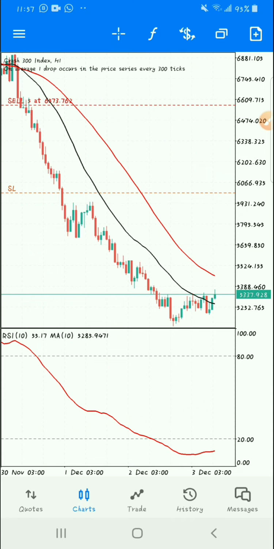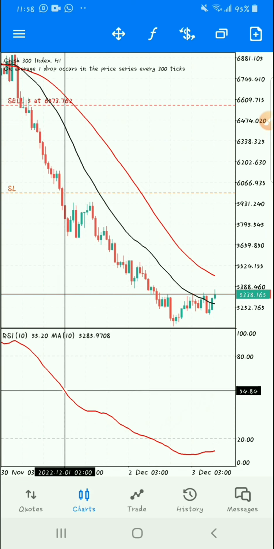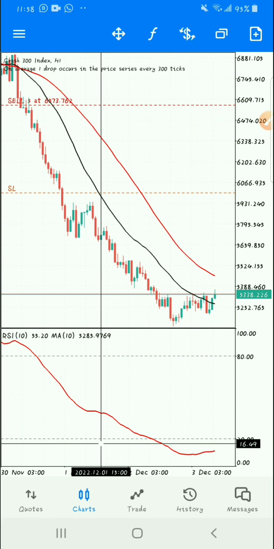So with this strategy, guys, as you can see, I'm using moving averages on the main chart. These are 2 moving averages. I'm using another moving average with the RSI.